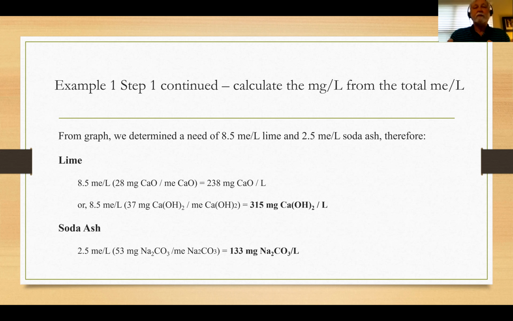8.5 milliequivalents per liter. If I'm using hydrated lime, I multiply by its equivalent weight, 37 milligrams per milliequivalent, and therefore I end up with 315 milligrams per liter of calcium hydroxide, hydrated lime, to soften this water stoichiometric amount. Soda ash, 2.5 multiplied by its equivalent weight of 53. I need 133 milligrams of soda ash, sodium carbonate, to soften the non-carbonate hardness. Next slide.